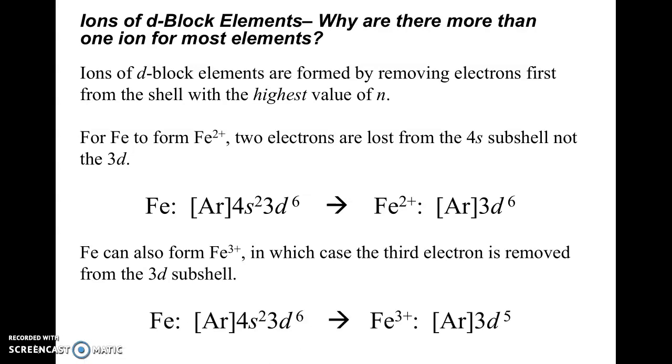But what you end up with is the core of argon and then a 3d5, which is a half-filled d energy level. The electrons are not sharing any of the orbitals, so the repulsion is down. So it's a very stable electron configuration.